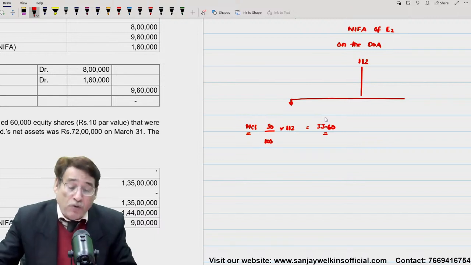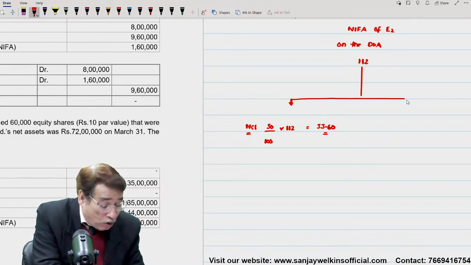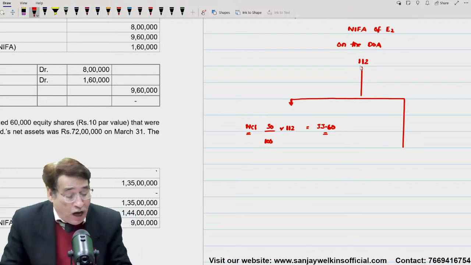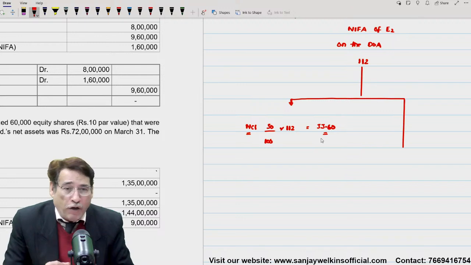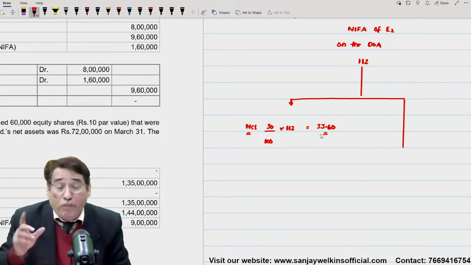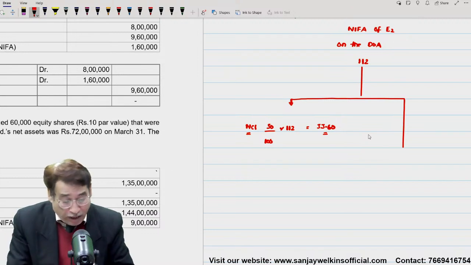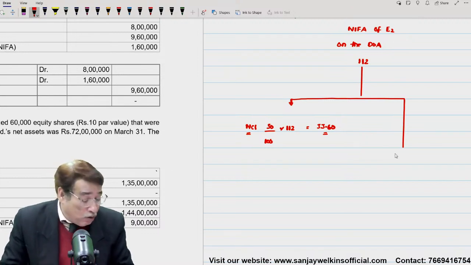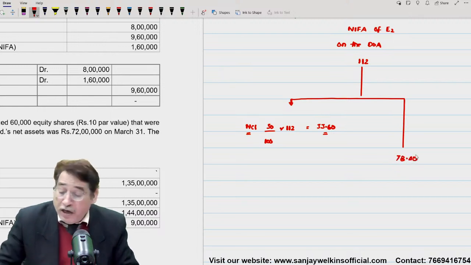If it is clear to you, it also means, just pay attention, I'm not only explaining the concept of NCI, I am doing something else also. Out of 112 worth of assets appearing on the date of acquisition of acquiring company, 33.60 belong to NCI. What about the remaining asset? Let me subtract from 112. So remaining asset is equal to 78.40.